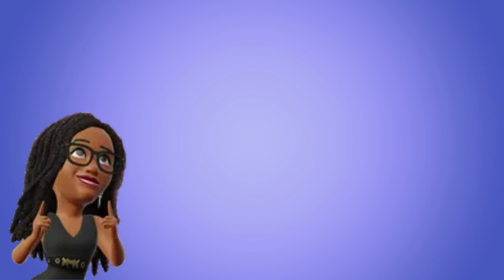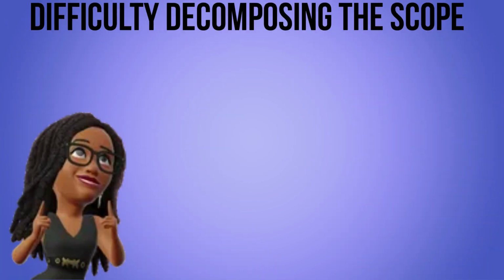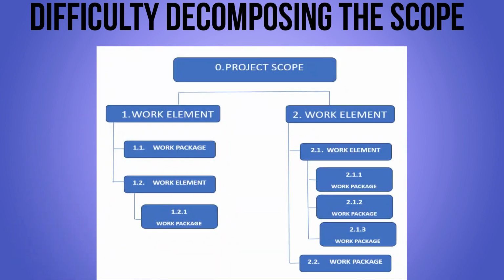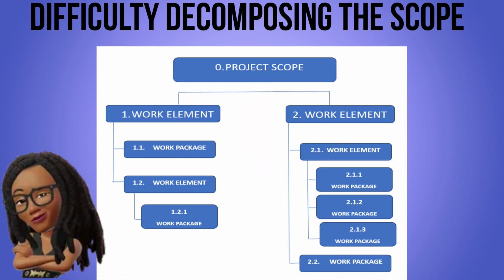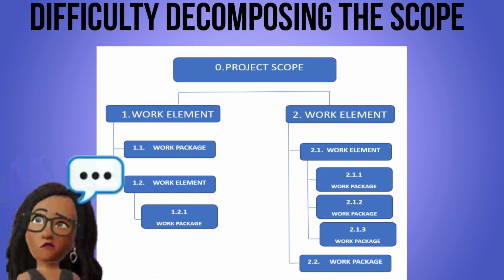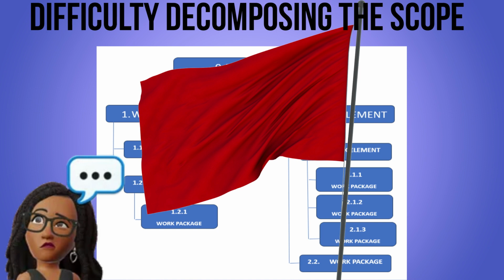Telltale sign number 1. Difficulty decomposing the scope. Creating the WBS involves gradually breaking down the scope statement into smaller, more manageable elements of work. If the scope is sufficiently explained and understood, this should be a relatively uncomplicated exercise. However, if the process is downright confusing, this indicates that there are some gaps in your understanding of the scope, which is a big red flag.